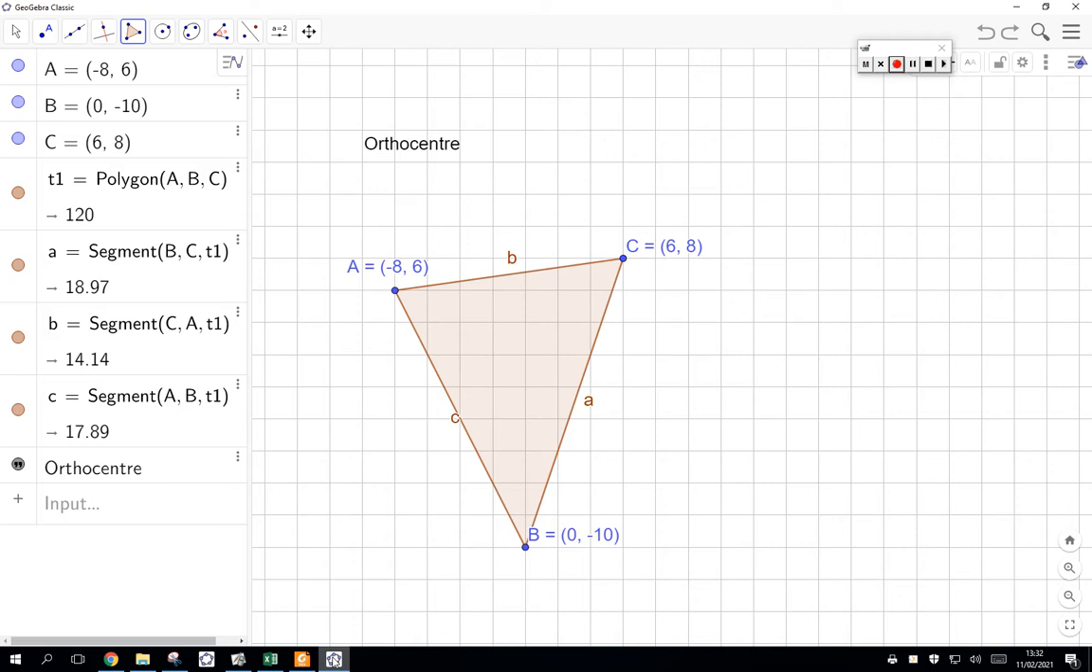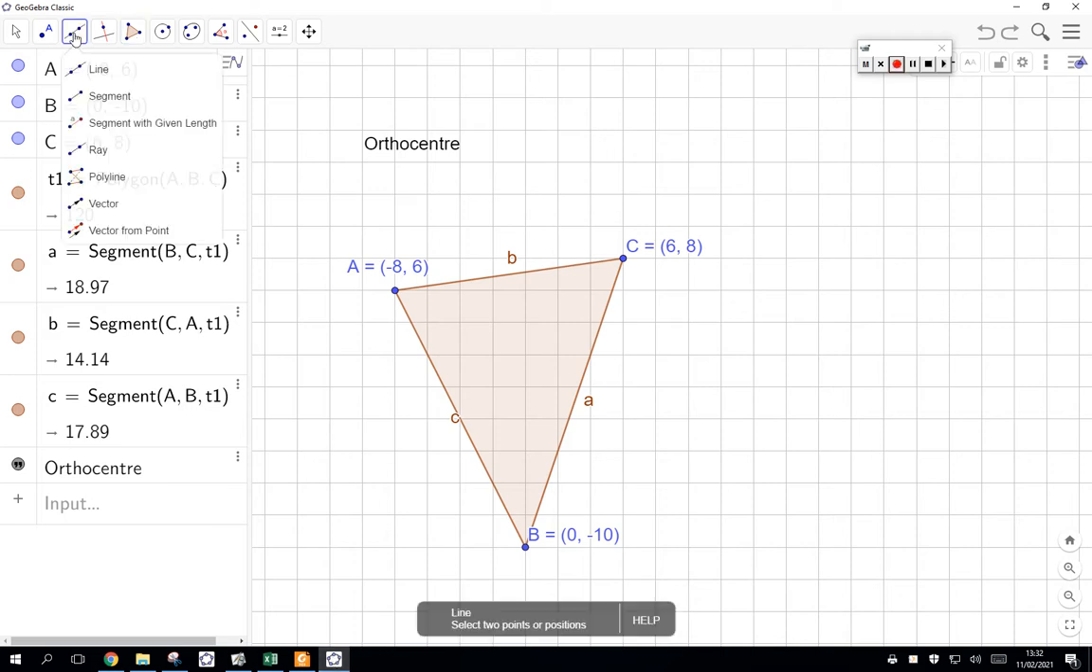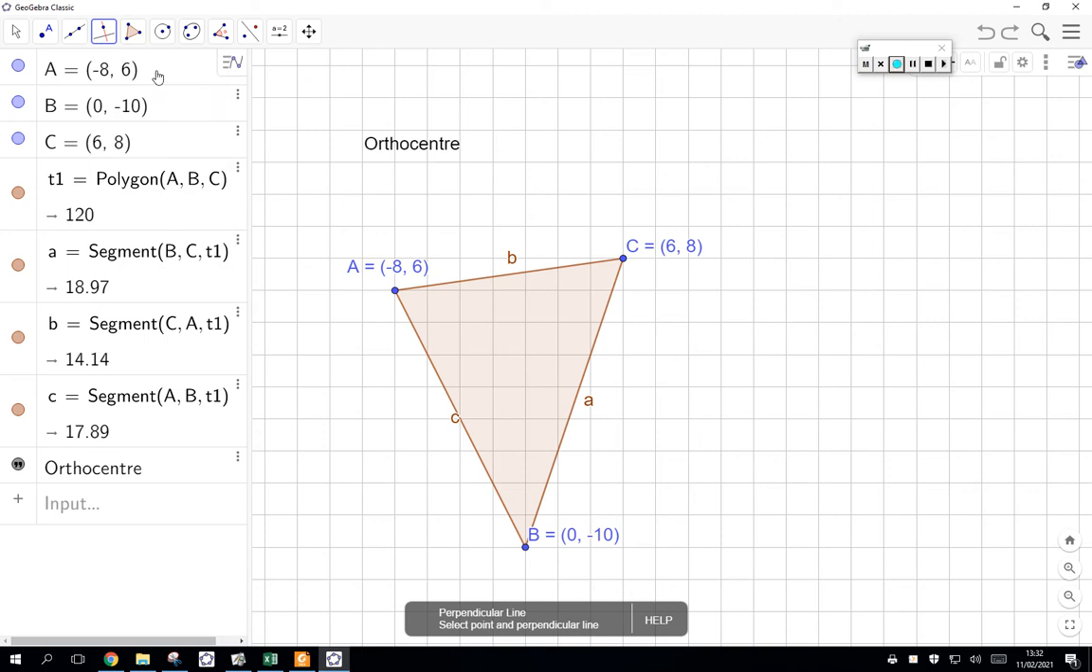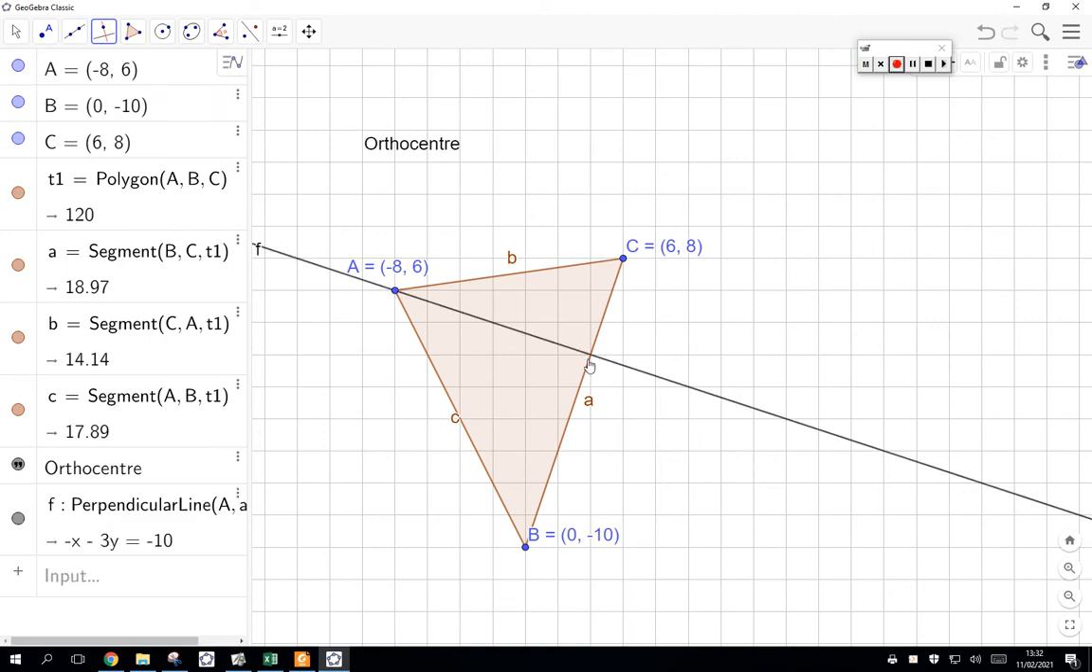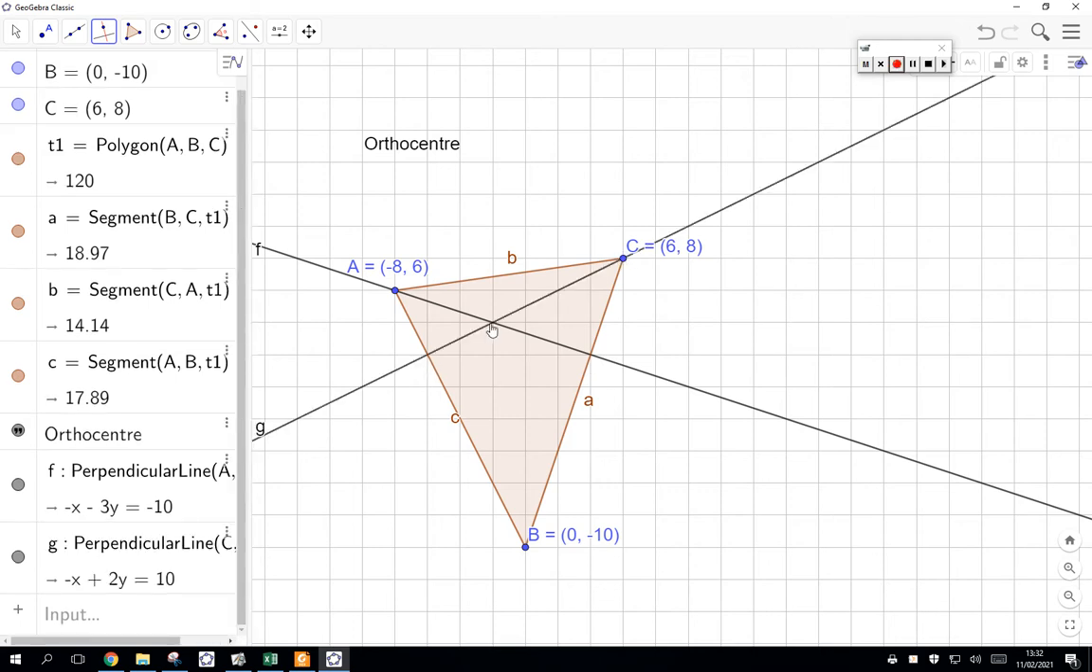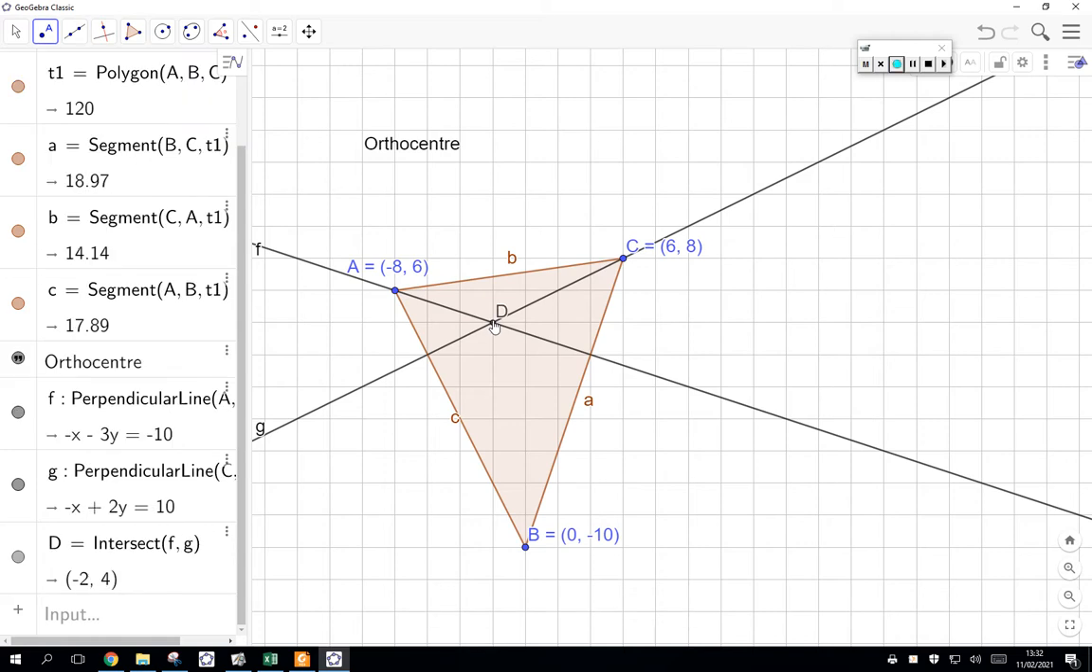So on GeoGebra, to construct an altitude, I want to go to my perpendicular line menu. I'm going to put in a perpendicular line, and I want it to go through this point A, perpendicular to side little a, and then from C, perpendicular to little c, and you can see that point in there is going to be my orthocenter. GeoGebra is telling me already it's -2, 4. I can put in my orthocenter.